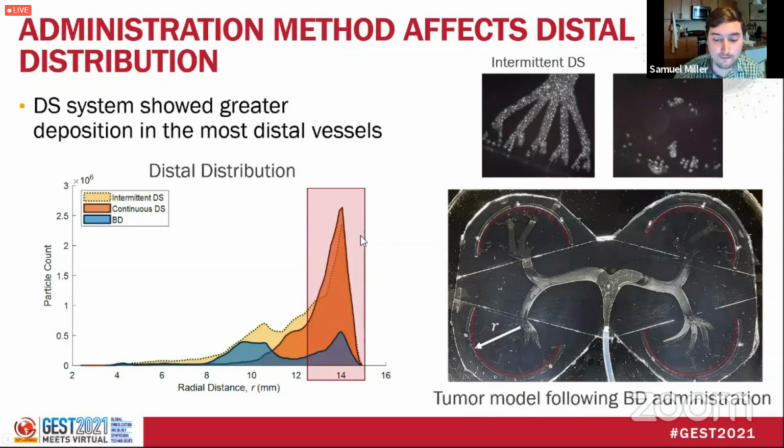of the most distal vessels. So here the highlighted region of the distribution corresponds with the precapillary vessels highlighted on the tumor model to the right. And in this region, we see a dramatically higher number of particles for the dual syringe cases as compared to the bolus delivery case in blue. So this difference in distributions is really exemplified by these micrographs on the right, showing greater distal deposition for the intermittent dual syringe case compared to the bolus delivery case.